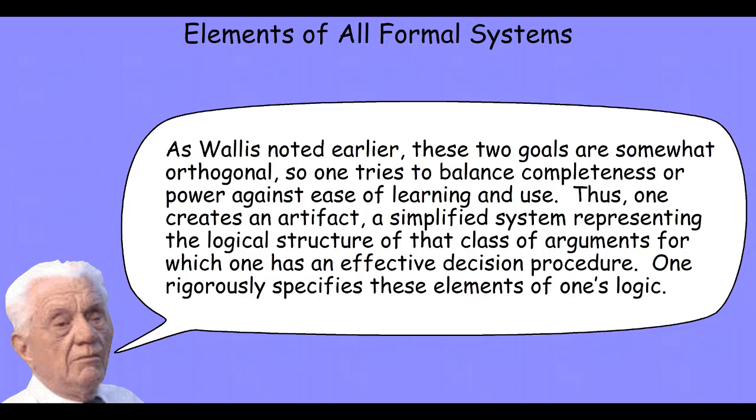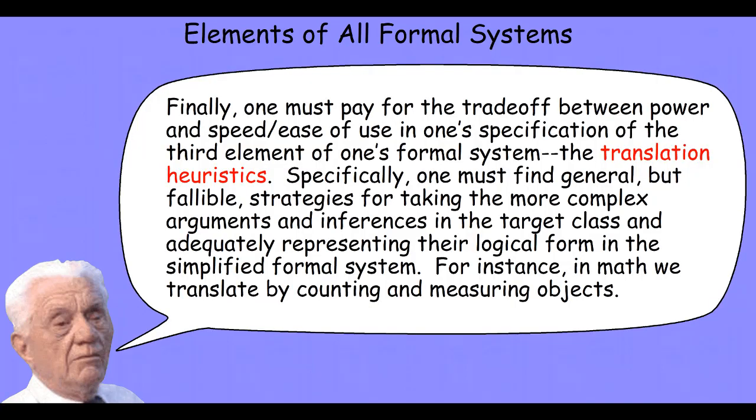So we have a simple system. It's easy to learn, it's easy to use. We try to maximize its power. But here's the rub. To pay for that trade-off between power and speed or ease of use, you have to make up for that with your translation heuristic.